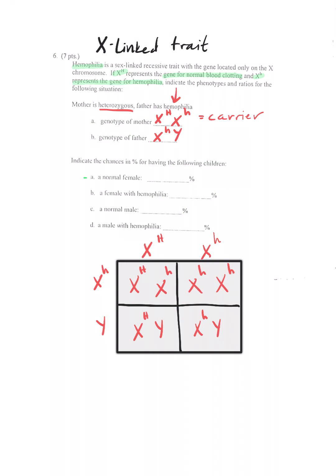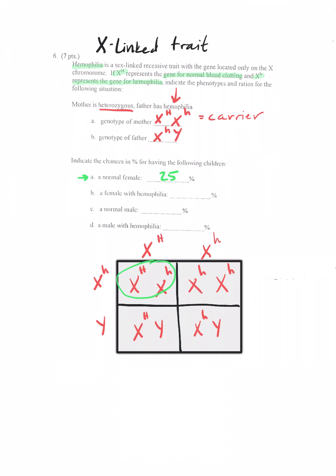So first we'll look for a normal female, meaning a female who has normal clotting factor. This includes females that are carriers. So this individual, X^H X^h, is going to be a normal female who can clot. That's 1 out of 4, which means there's a 25% chance they will have a female who can clot as their child.